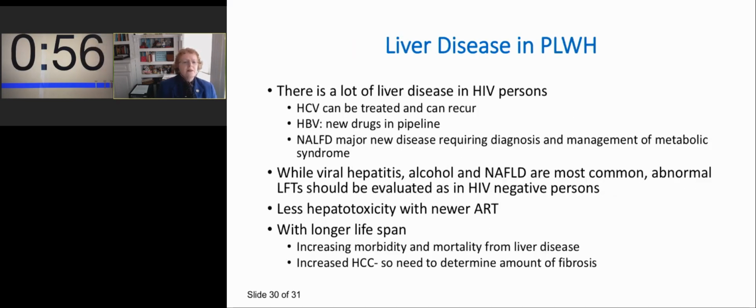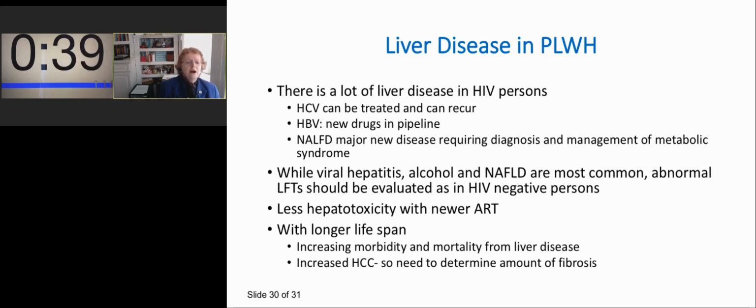So in summary, there's a lot of liver disease in HIV. HCV can be treated but can recur. There are new drugs for Hep B. NAFLD is the major disaster with us now, requiring diagnosis and management.